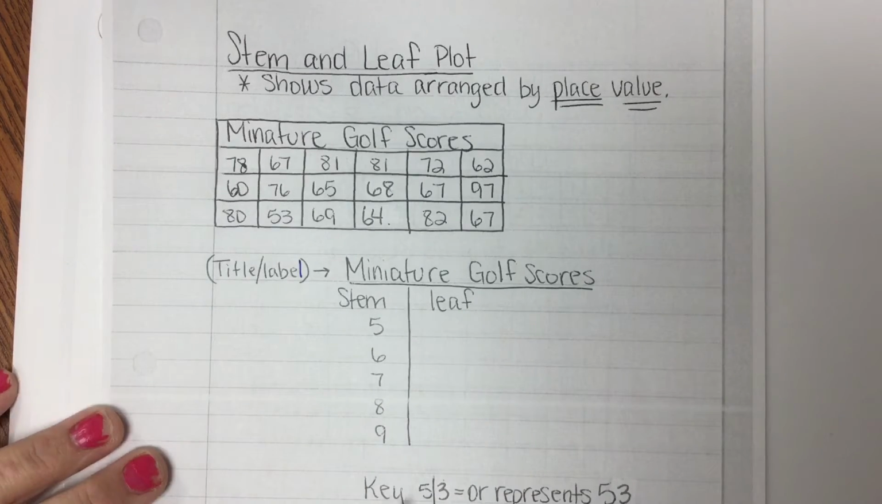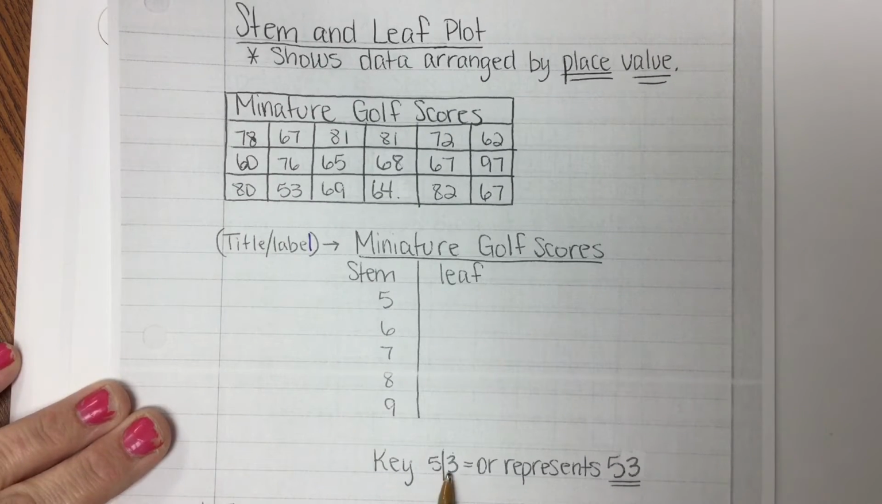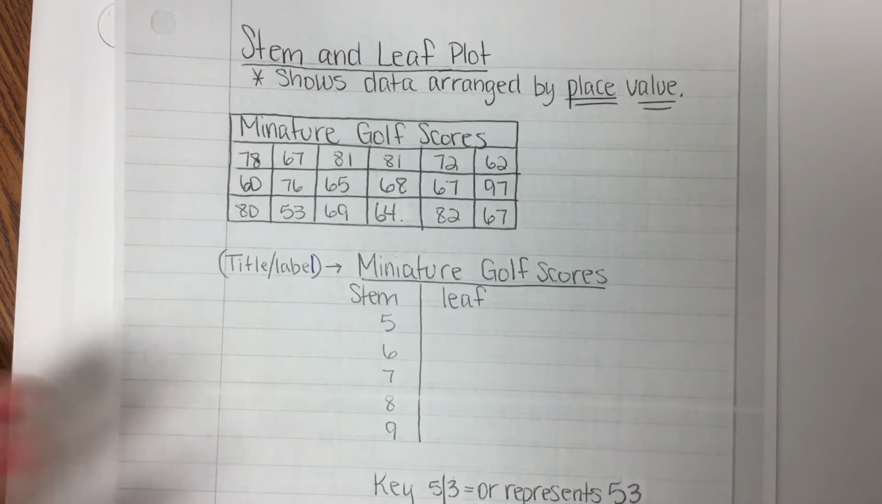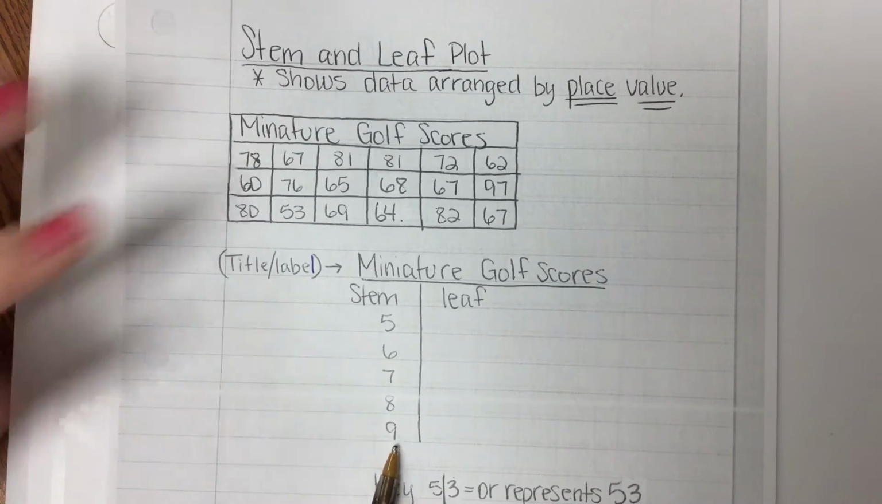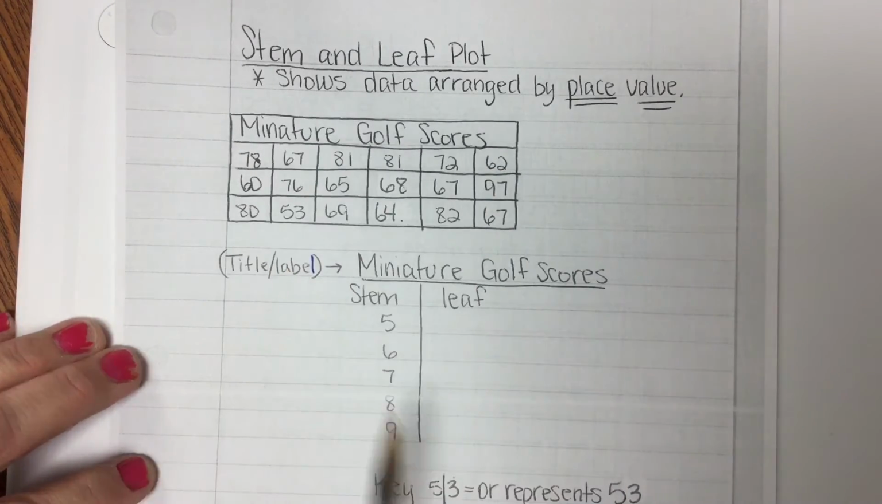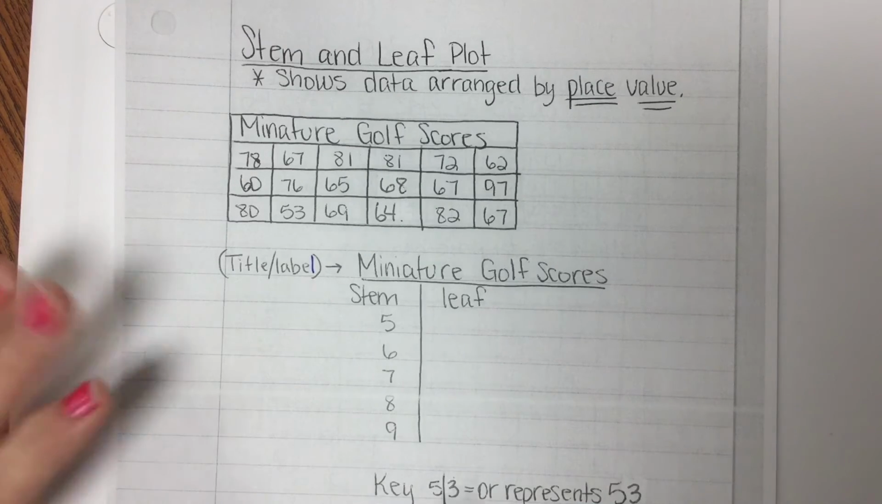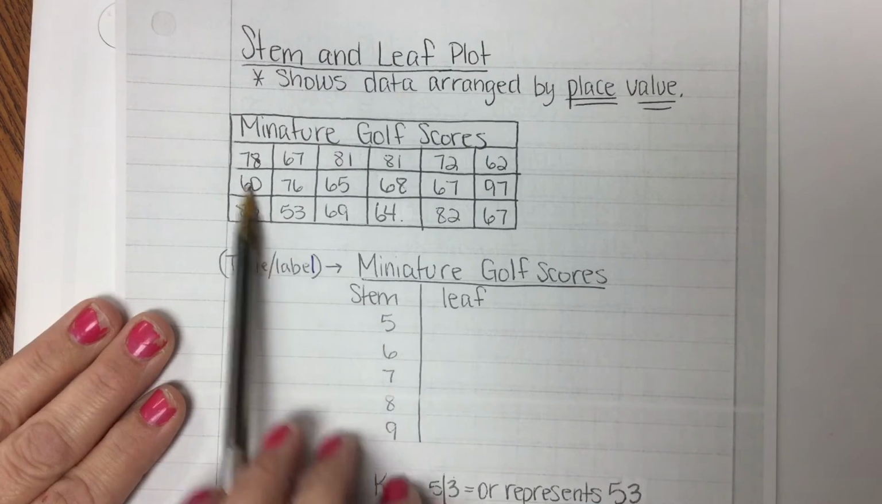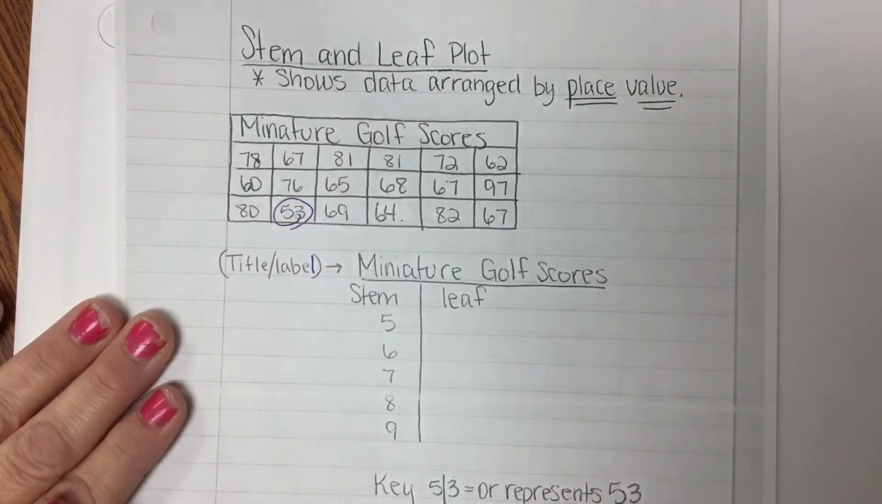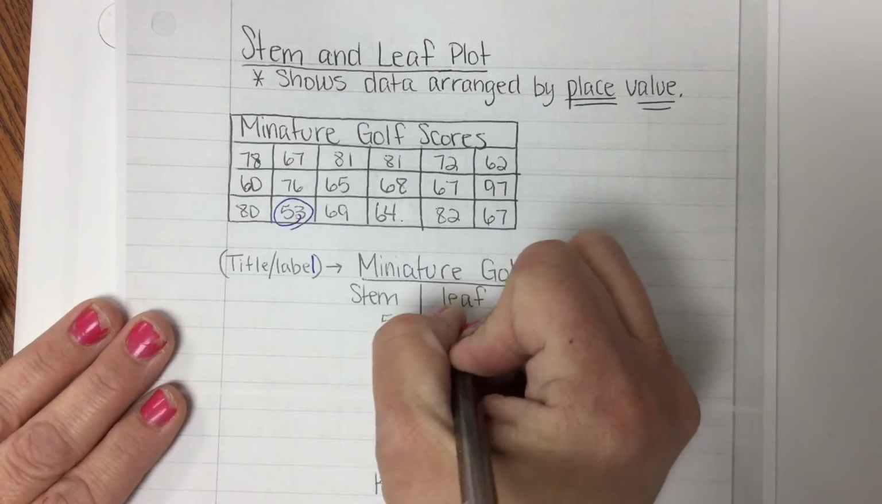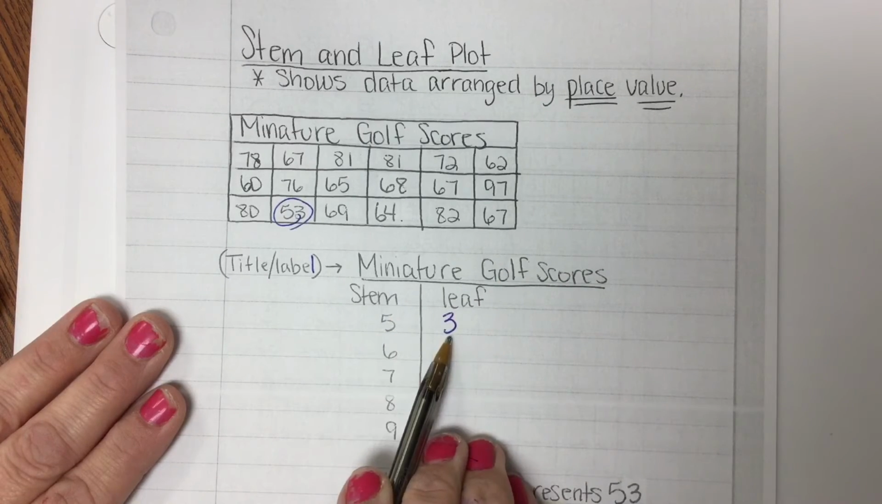So look at your key. It says 5-3 represents 53. So it equals 53, or it could say 5-3 represents 53. Okay, either way. But what you're going to do is fill in the information. So you're going to want to put these numbers in numerical order. Okay, so I would find all your 5s first. So the only 5 I have is this one right here. So that would be 53. So the stem is 5 and the leaf is 3.